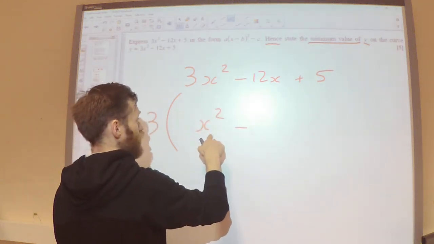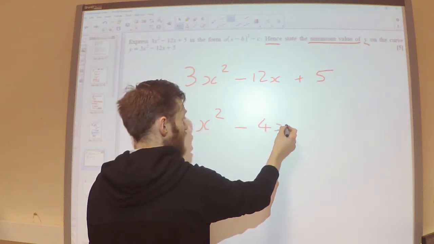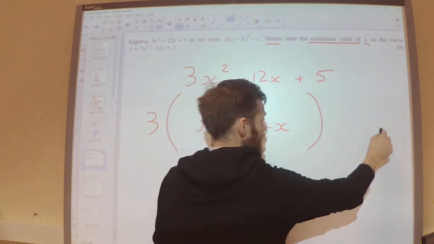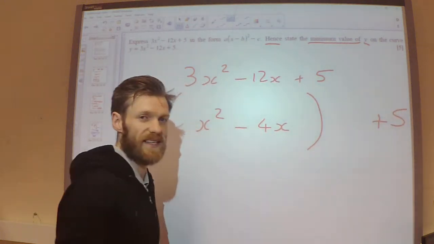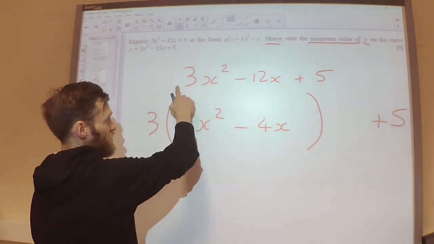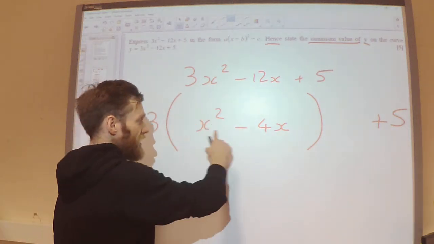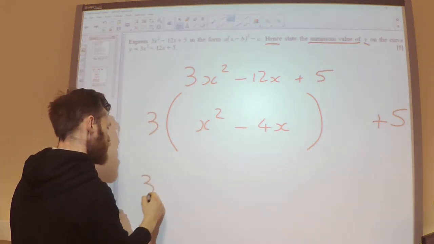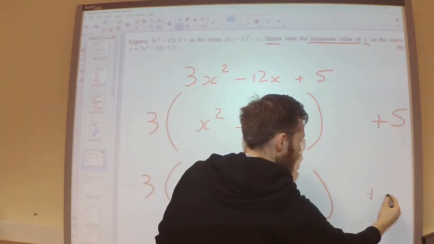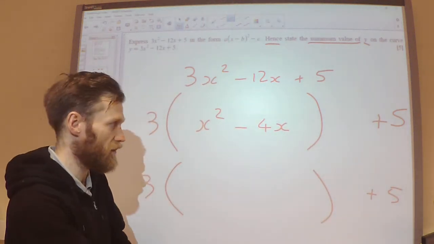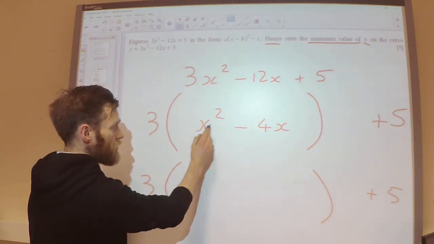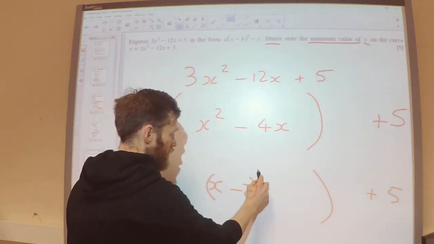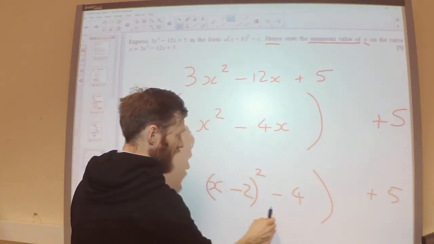So that'll just leave me with an x squared here. That'll leave me with a 4x here. Because the 5 won't divide by 3 easily, I'm going to keep that separate over here for now. We'll come back to that in a minute. So I've just factorised the 3 out here and here. I can now complete the square on what's inside this bracket. The 5 will just stay over there at the moment. I'm not going to do anything with that 5 just yet. So completing the square here, I'm going to get x minus 2 squared minus 4.